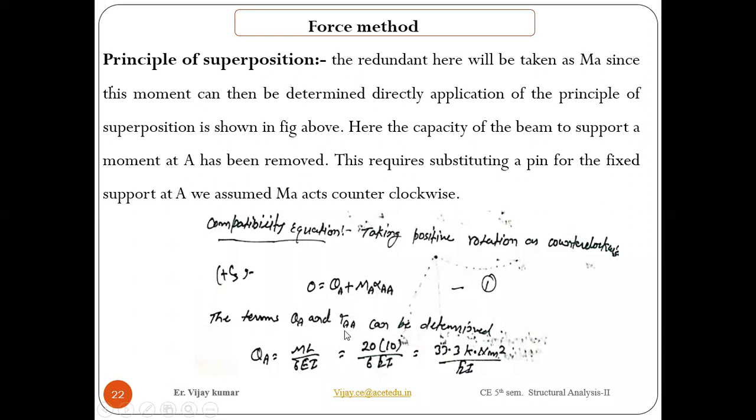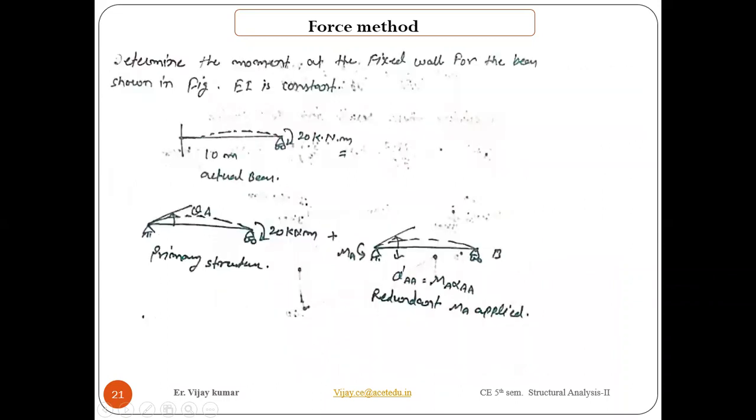The terms theta A and alpha A can be determined using any method from the previous semester. We already solved this problem in the previous classes also. Theta A due to the moment applied at B comes out to be ML by 6EI, and the theta at B point is ML by 3EI. Those values we have already calculated, so I'm not going to go into how we get them.